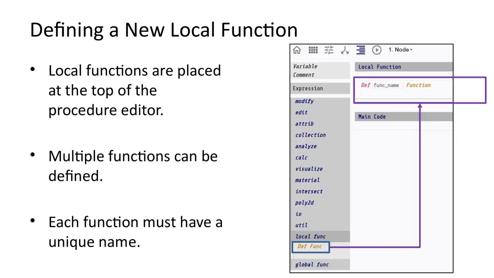A local function is defined by clicking the Define Function menu in the left sidebar. It is located inside the Functions menu. This will create a new function at the top of the procedure editor. The new function will have a header and an empty body. Multiple functions can be defined. However, make sure to give each function its own unique name.